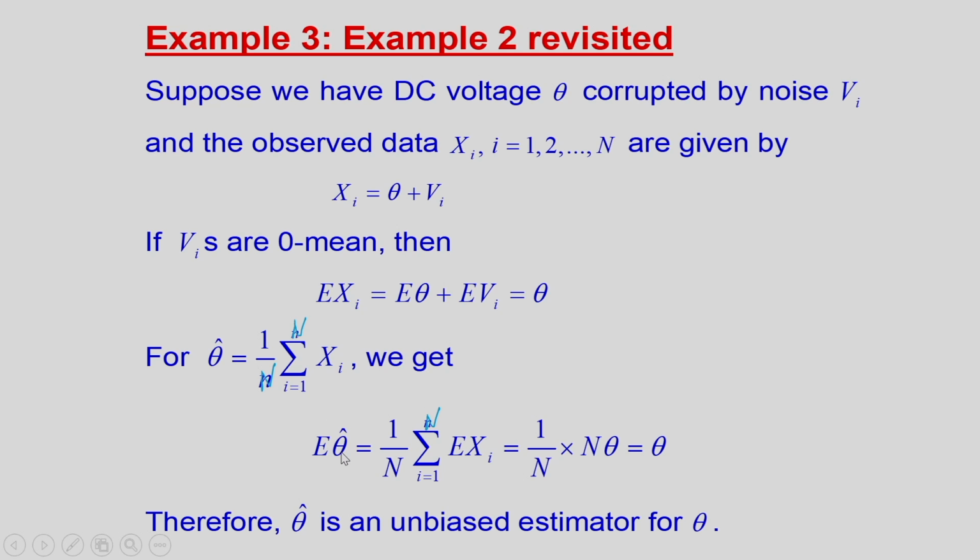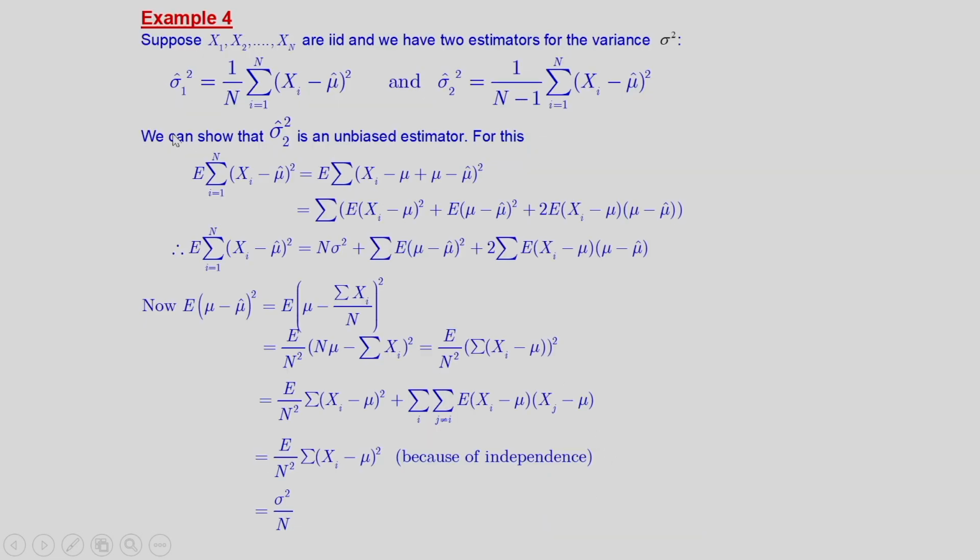E of theta hat will be equal to 1 by n into summation i going from 1 to n of E of xi. Now E of xi is equal to theta, therefore this will be equal to 1 by n into n theta, that is equal to theta. Therefore this theta hat is an unbiased estimator of theta. We will consider another example. This is the estimator for variance. Suppose x1, x2 up to xn are IID, independent and identically distributed, and we have two estimators for sigma square. Sigma square is the variance.